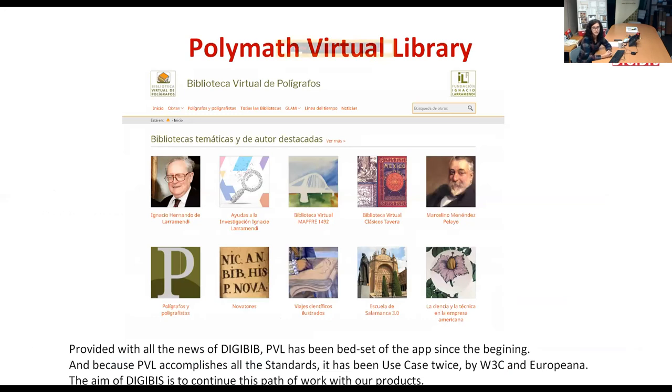So as I said at the beginning, DIGIBIB was created by Lara Mendi Foundation. And to follow that aim of sharing and spreading cultural heritage, the foundation also has its own digital library, which is called Polymath Virtual Library. And of course, this library is provided with all the news of DIGIBIB. It's based on this software, and it has been, and it will go on being, the test bed of the application since the beginning. This Polymath Virtual Library accomplishes all these standards, and because of that, it has been a use case twice by W3C and by Europeana.